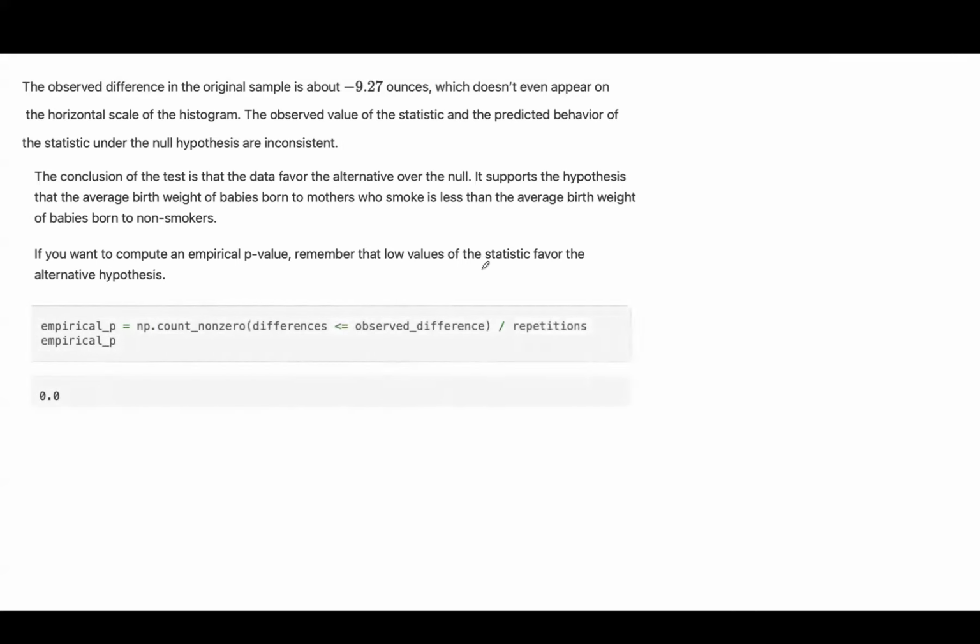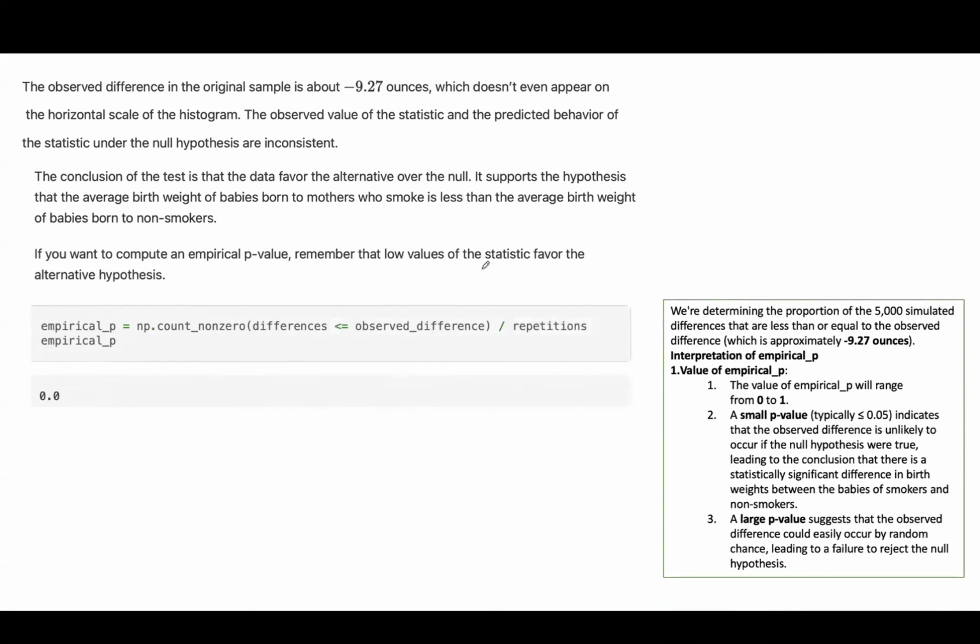If you want to compute an empirical p-value to have a more consistent result, remember that low values of the statistic favor the alternative hypothesis. If we calculate the p-value in this case, it is very, very small. We are checking the proportion of the 5,000 simulated differences that are less than or equal to the observed difference, which is approximately negative 9.27. The empirical p-value is a number between 0 and 1. In this case it is 0.0.